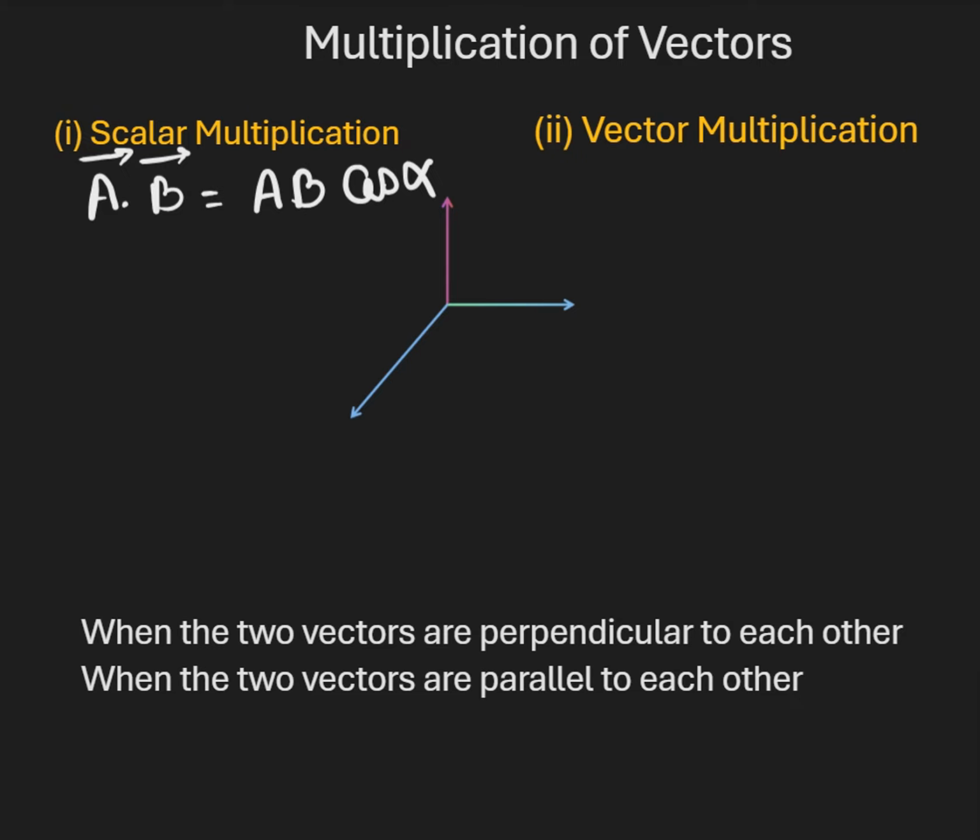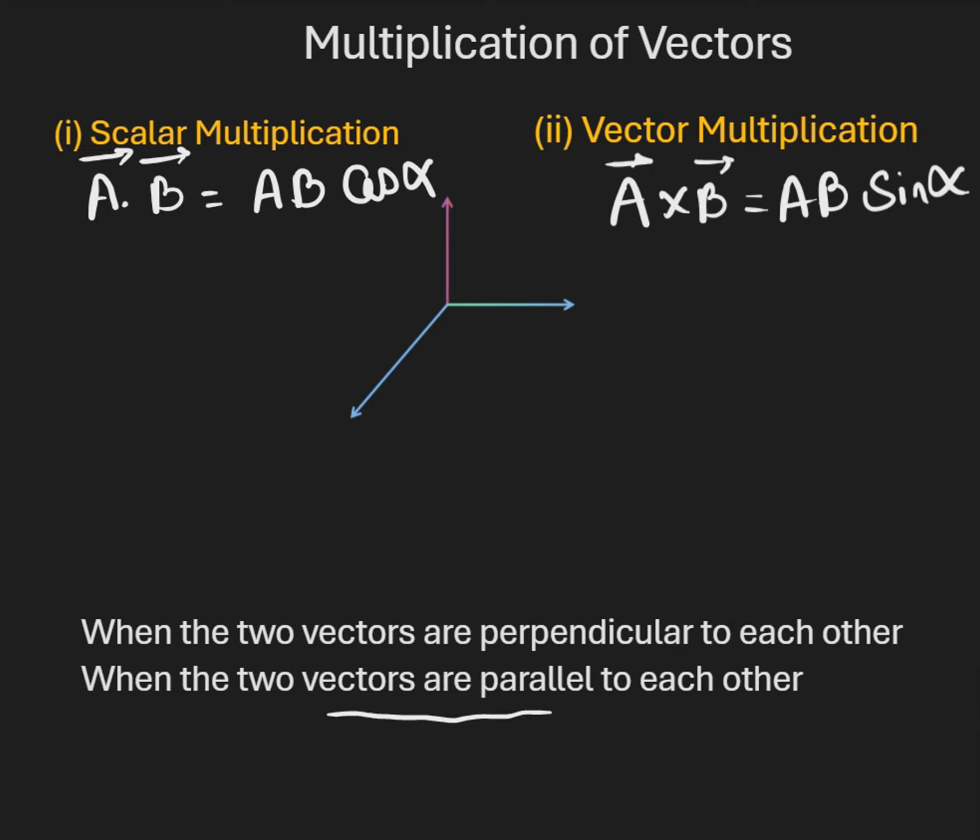And vector multiplication is nothing but A cross B equals AB sine alpha. Right? By using these equations, we could solve some problems, like when two vectors are perpendicular or when two vectors are parallel. These types of problems we can solve.